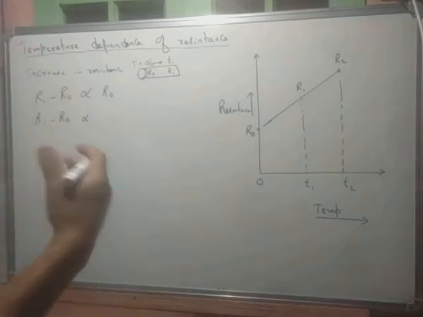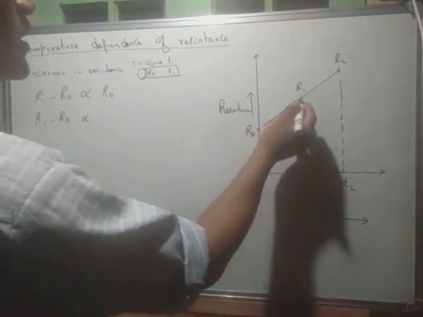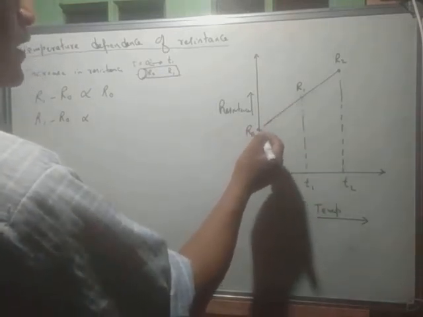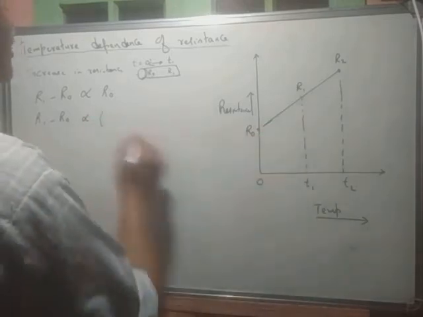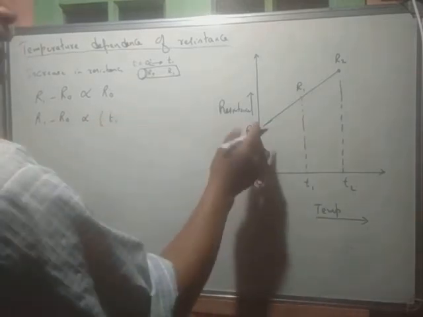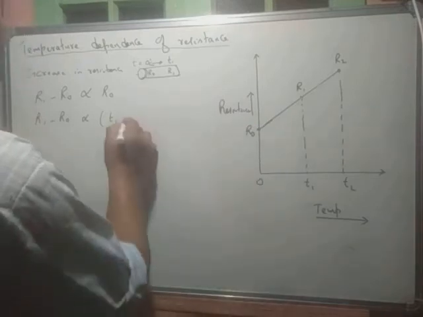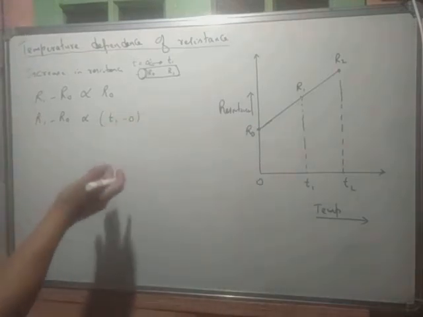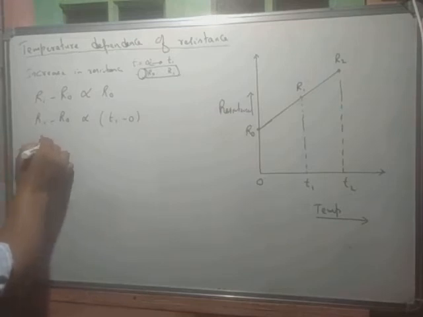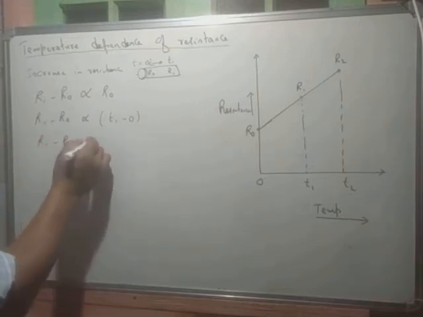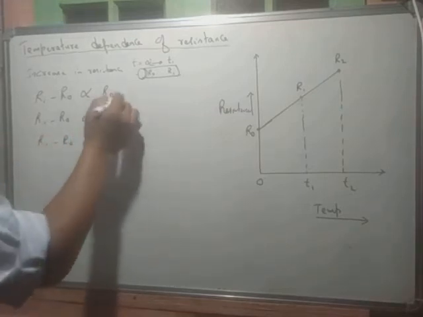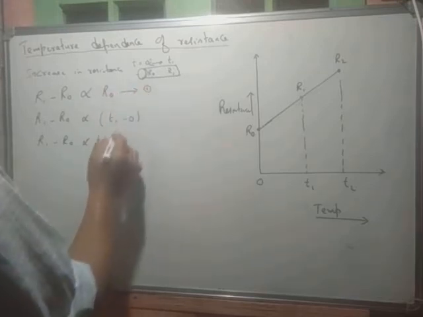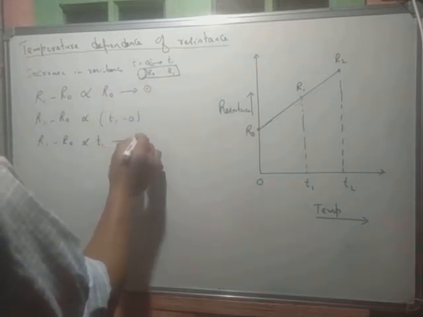So what is the increase in temperature between this point and this point? The final temperature here is T1 and the initial temperature is 0. So T1 minus 0 is the increase in temperature. But this T1 minus 0 means only T1. So this is your equation 1, this is your equation 2.